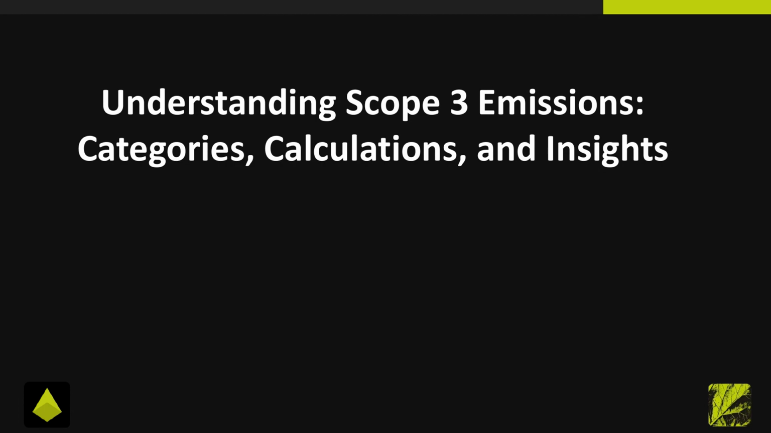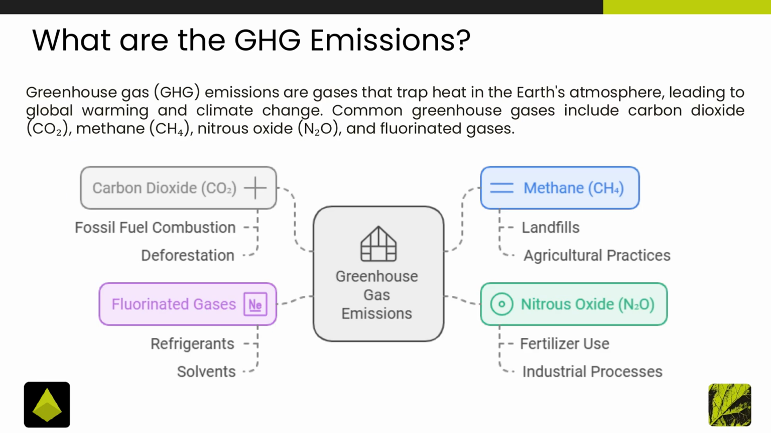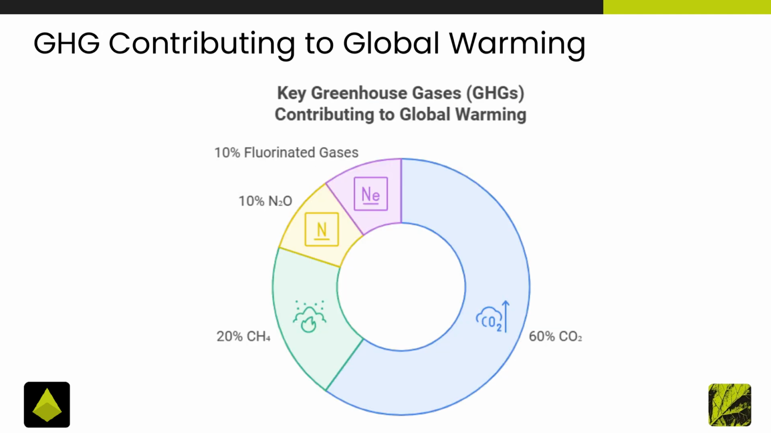to manage them effectively. As a quick recap, let's quickly understand what greenhouse gas emissions are. These are gases that trap heat in our atmosphere, contributing to global warming and climate change. Now let's look at which key greenhouse gases contribute to global warming. Carbon dioxide takes the lead at 60%, followed by methane at 20%. Then we have nitrous dioxide and fluorinated gases coming in at 10% each. Understanding these contributors is crucial as we tackle climate change.